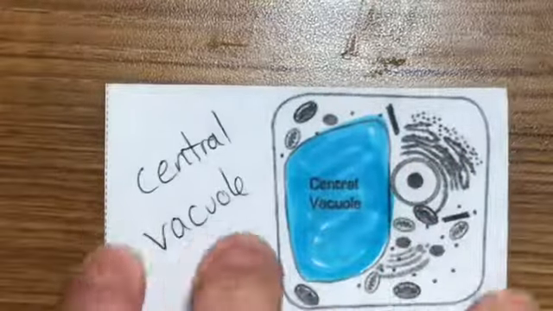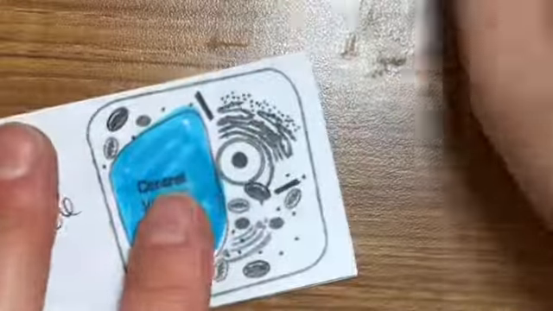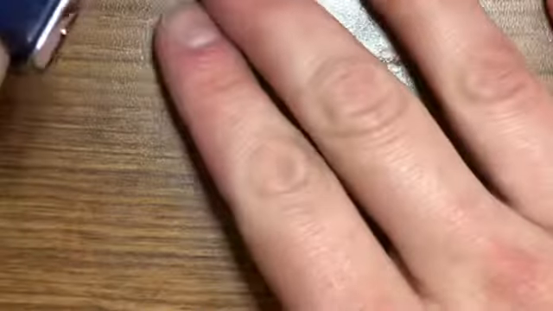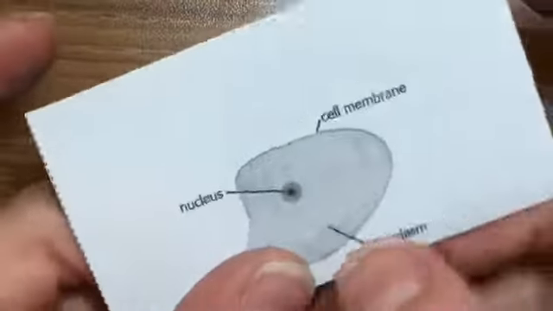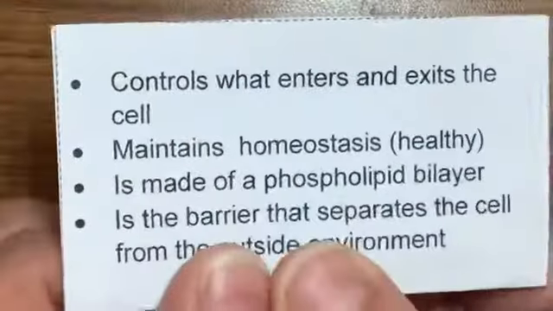Thin line of glue, glue it down. Continue that process until you have them all. So some of these have the same diagram, like this is the same one as we had for nucleus, so you have to read what it says.